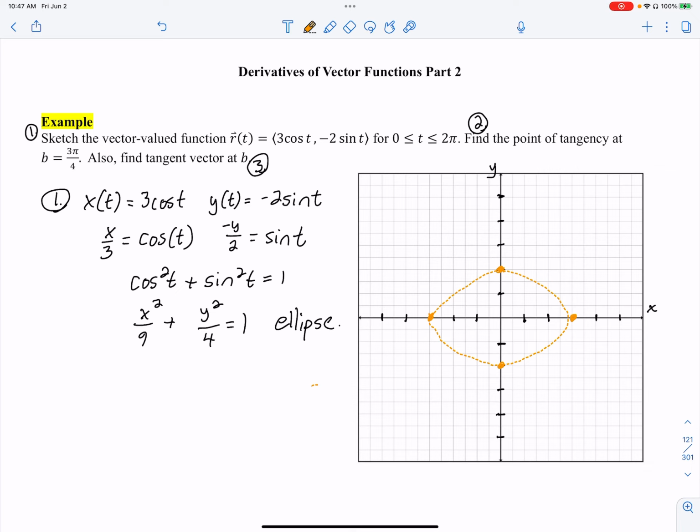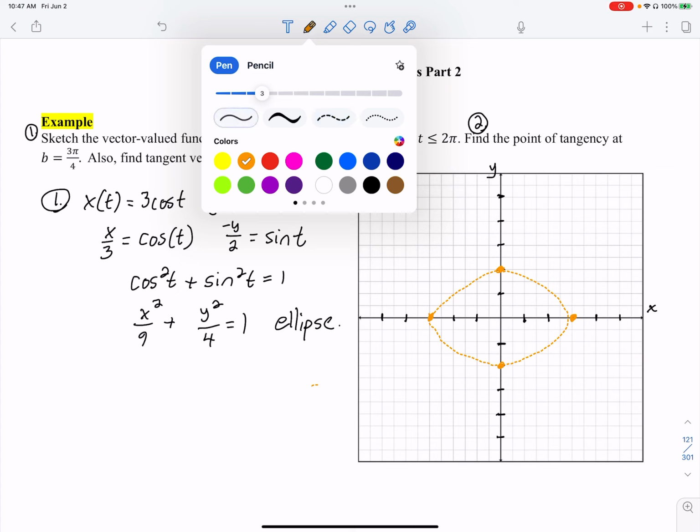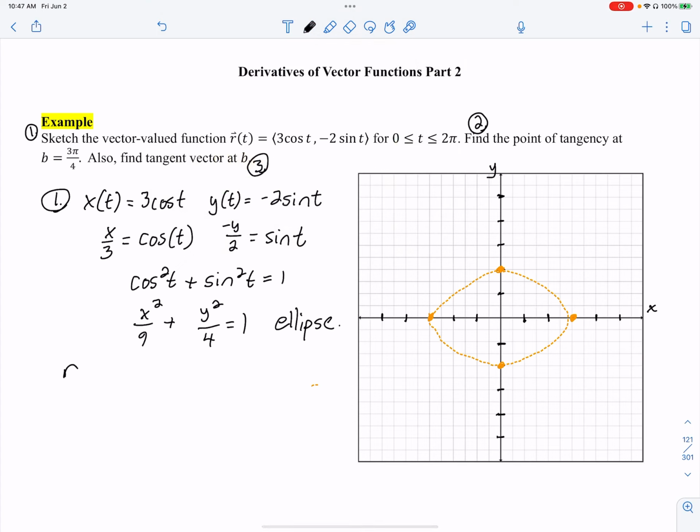Okay, so we need to figure out where this thing starts so we can graph the curve appropriately. So we're going to do r of 0. So it's t equals 0. If I plug in 0 for both of those, cosine of 0 is 1, so I got 3 comma sine of 0 is 0. So my first point I know is at 3, 0 right here.